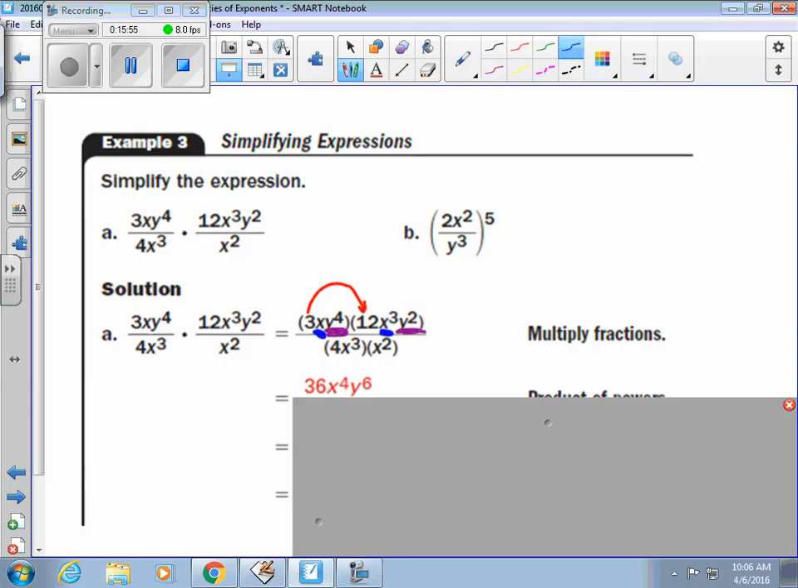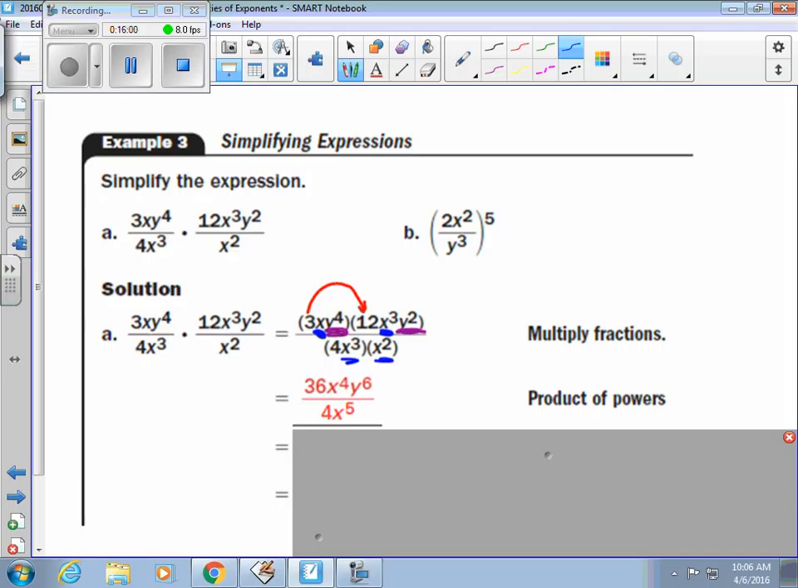You have the same base, x to the third and x squared, so you add 3 plus 2 to get 4x to the fifth. Now we have 36 divided by 4. If you simplify that real quick, 36 divided by 4 is 9.